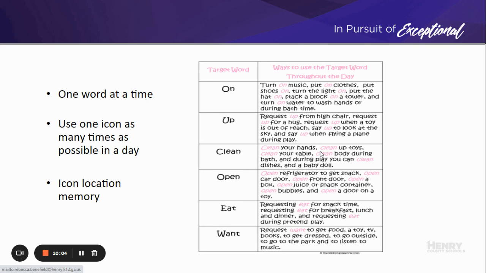But here are some ideas of how to use these target words. Like on: turn on the music, put on clothes, put shoes on. On this one, you would just be touching on. You might say turn on music, but you would only touch the word on the communication device. A block on the tower, and turn on the water, wash your hands during bath time. Again, there's up and then clean and then open, eat, and want. So here are just some examples of what you can do. It helps you get to thinking about, oh, I do use these words a lot during the day.